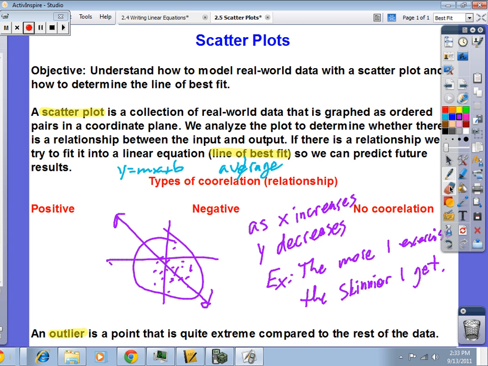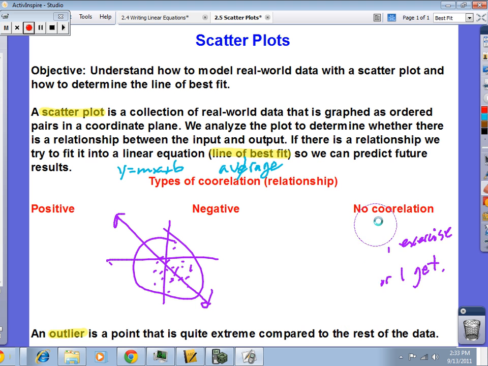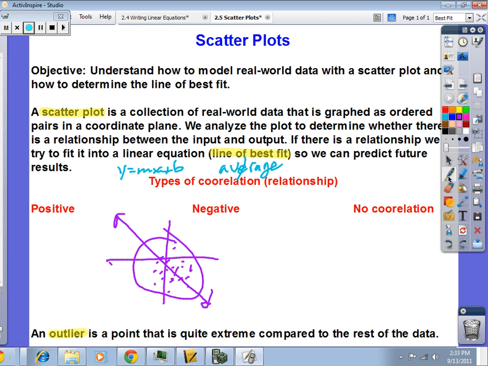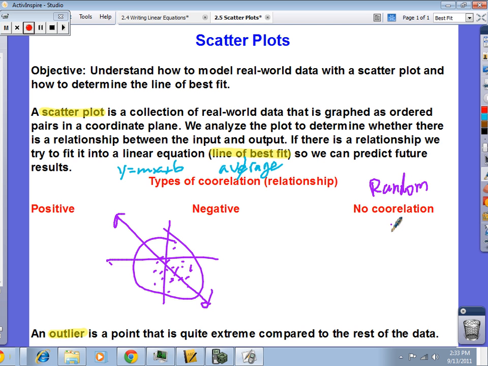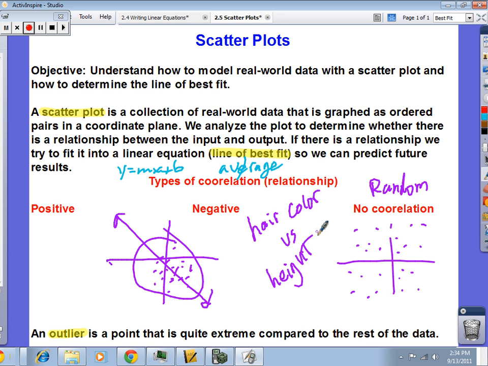What about no correlation? No correlation is just totally random. If we did a study and we're trying to analyze some data, and you graphed your data and it looked like this, they're all over the place. You've got dots everywhere. There's no uniform pattern. That means there's no relationship. It's just totally random. An example would be this: if we studied your hair color versus your height, there would be no relationship. Your hair color does not in any way influence how tall you are. So they would just be random dots all over the place.